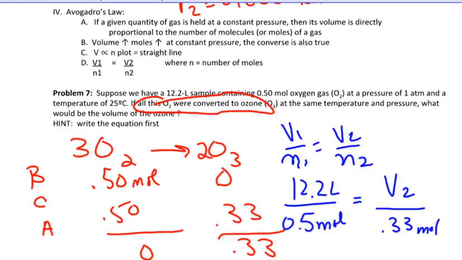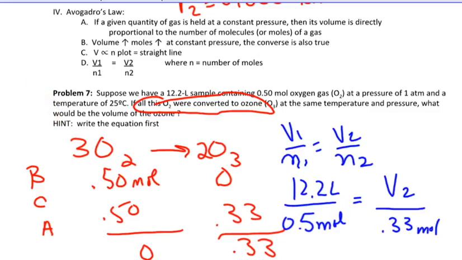So this is my setup. I hope you got something like that. Before I give you the answer, let me explain how I would do this as mental math. You see this 12.2 is divided by 0.5. Well, that's the same thing as saying 12.2 divided by 1/2, which is the same thing as saying 12.2 times 2.